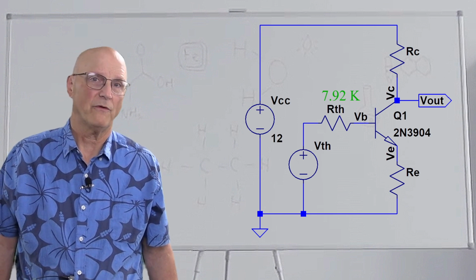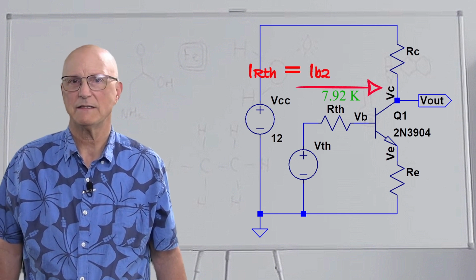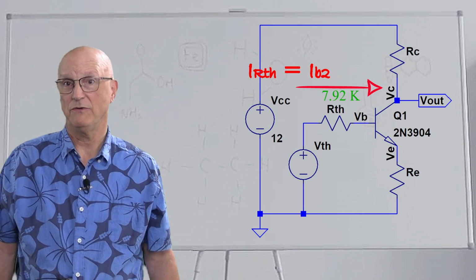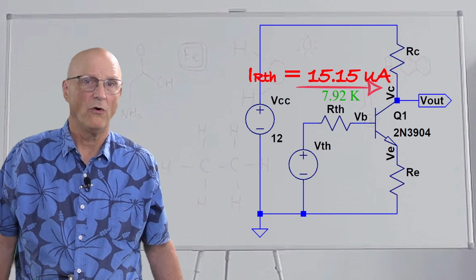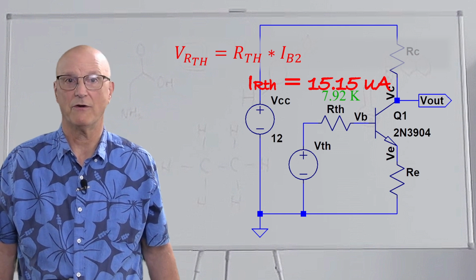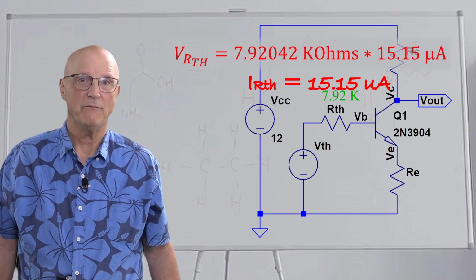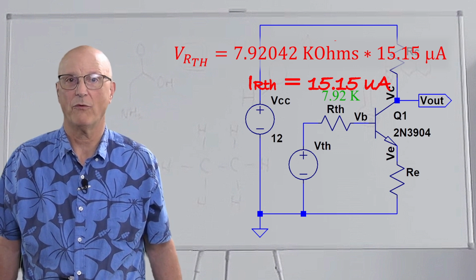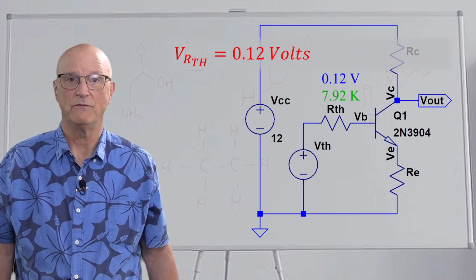Now that we have the value of R Thevenin, we can calculate the voltage drop across it. We know from our work with the beta-stabilized common emitter circuit that the current through R Thevenin is the same as the base current Ib2. And we know that Ib2 is 15.15 microamps from a previous calculation. With Ohm's law telling us that the voltage across our Thevenin resistance is equal to the value of it times the current through it, we get 7.92042 k ohms times 15.15 microamps, which gives us a voltage across our Thevenin resistance of 0.12 volts.